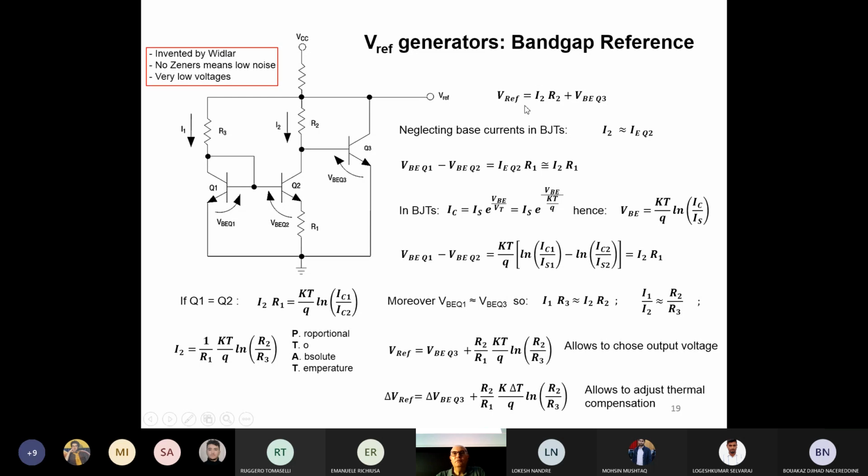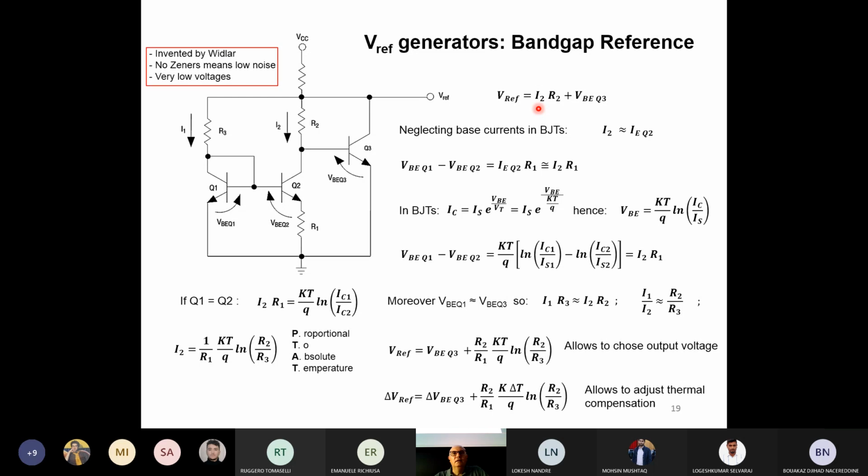Now, okay, so we know that the VREF is given by this expression, but we can say that more or less the VBE of Q3 should be something around 0.7 volts. Let me take the laser pointer, okay. So this voltage here, VBE of Q3, should be around 0.7 volts. But we don't know how much is the voltage across the resistor R2 unless we calculate the current I2. And that is what we are going to do now.